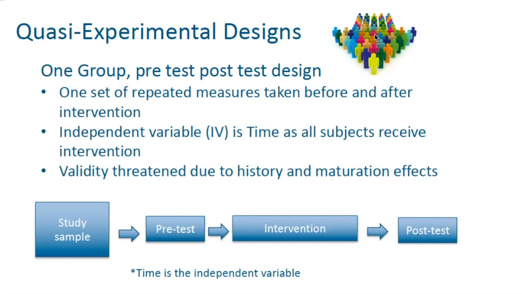In this case, the independent variable, the thing that is being manipulated by the researcher, is not different interventions for different groups, but it's time. Time between pre-test and post-test is the independent variable, and the reason is that all of those subjects are receiving the same intervention. Now, there are some validity threats.